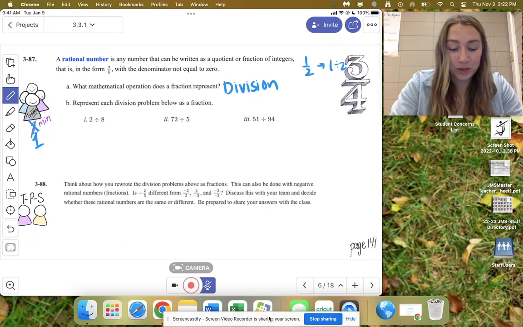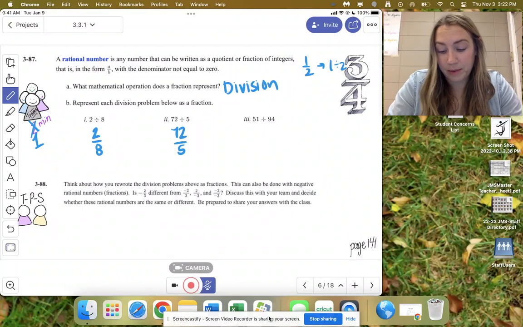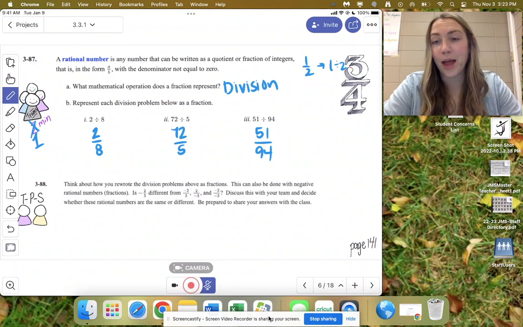All right, 2 divided by 8 is 2 over 8. 72 divided by 5 is 72 over 5, and 51 divided by 94 is 51 over 94. Now you could simplify them, but we're not going to.